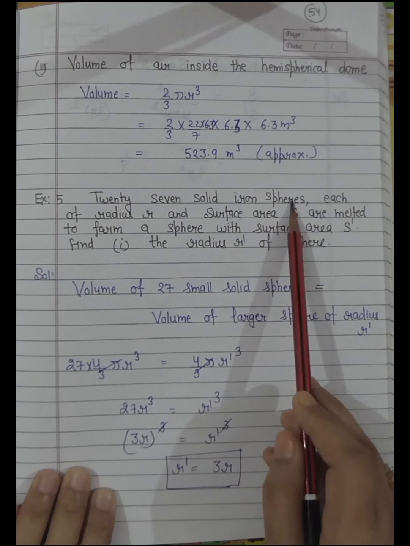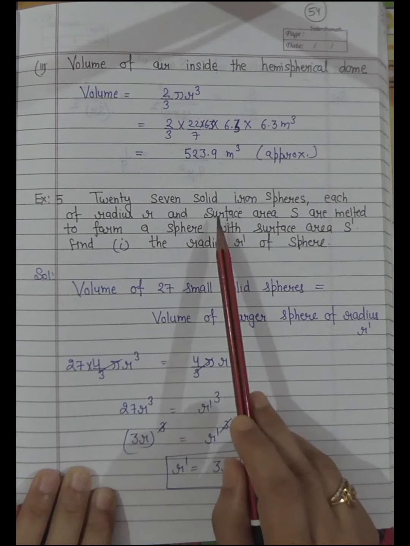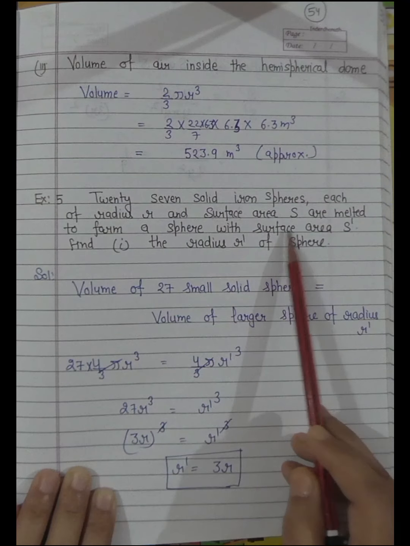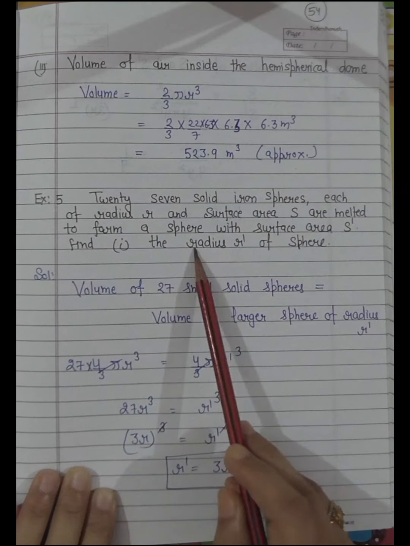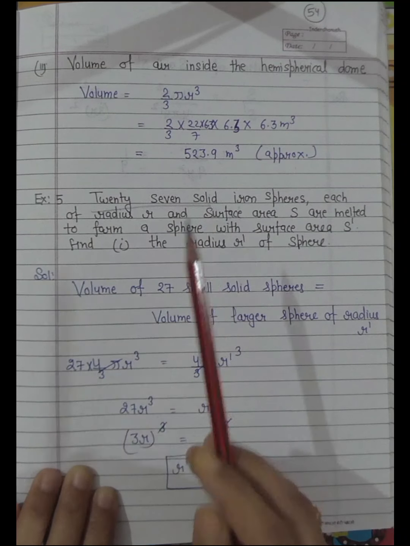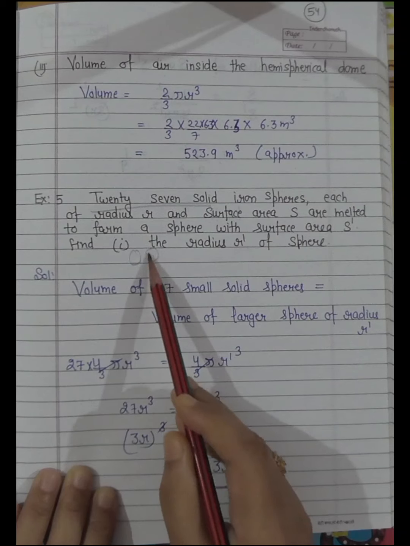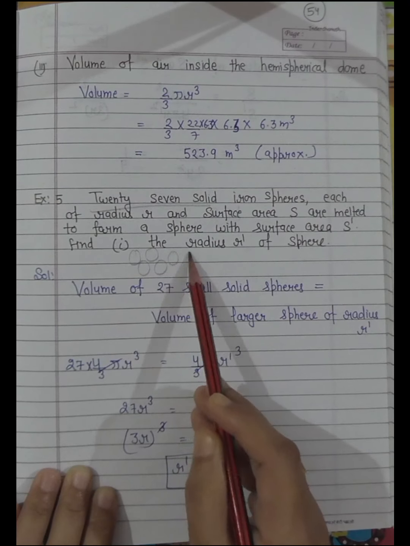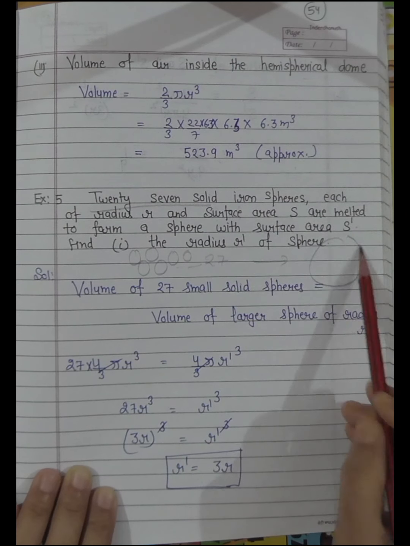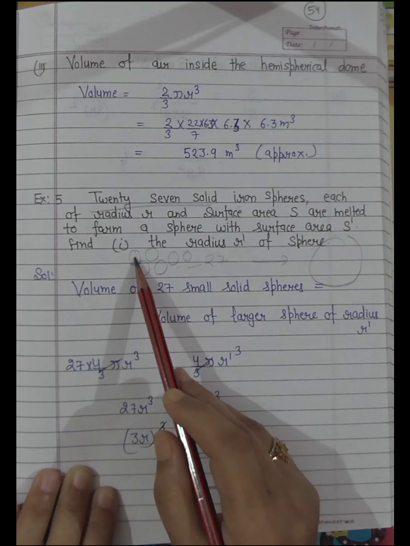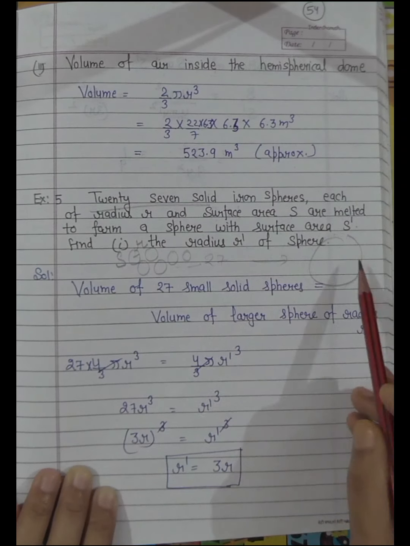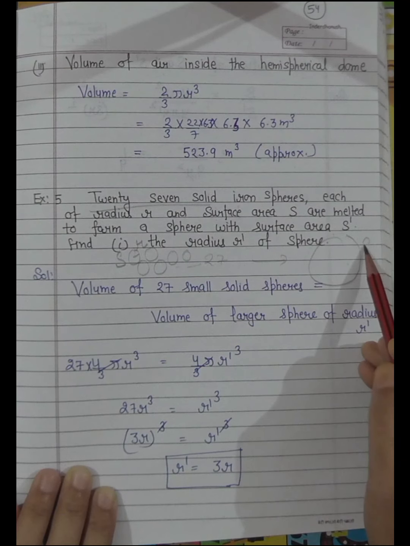Next question. 27 solid iron spheres, each of radius r and the surface area s, are melted to form a sphere with the surface area s dash. Find the radius r dash of the sphere. Actually 27 solid iron spheres. These are small. These are in the number 27. They all are melted and form only one sphere. And their radius is small r and the surface area is s. And for the bigger one, the surface area is s dash.